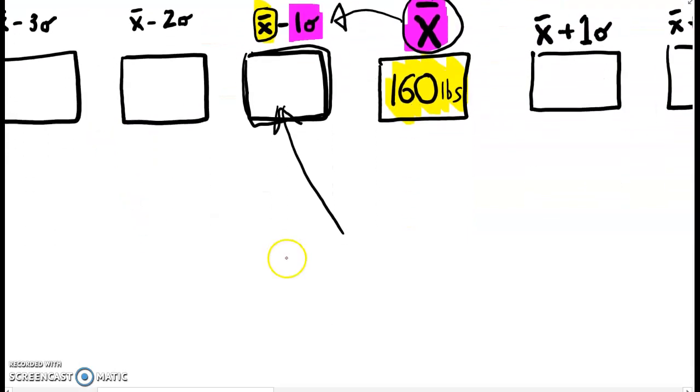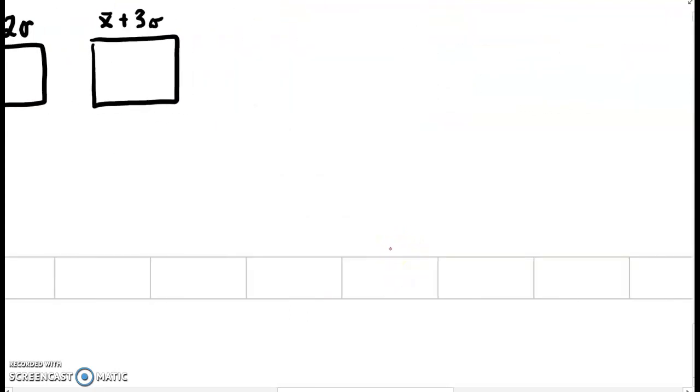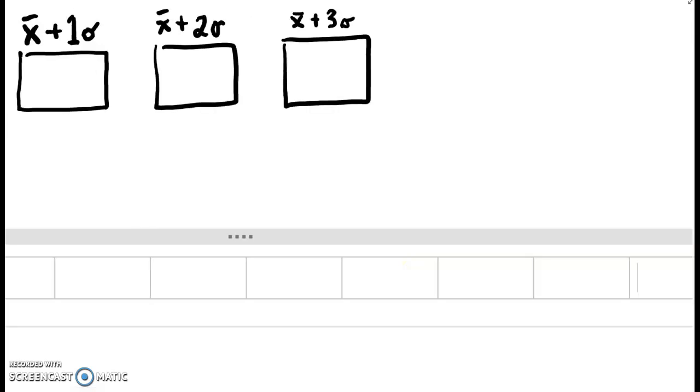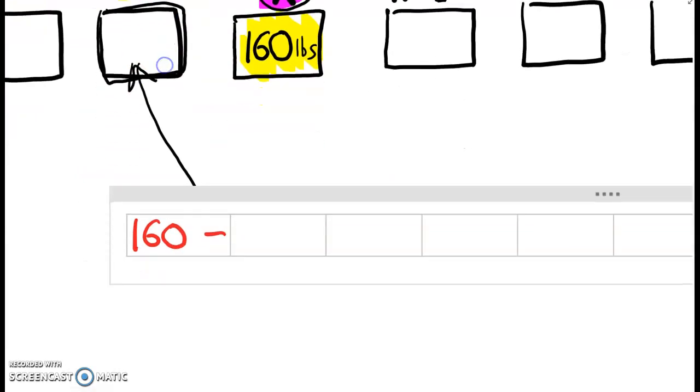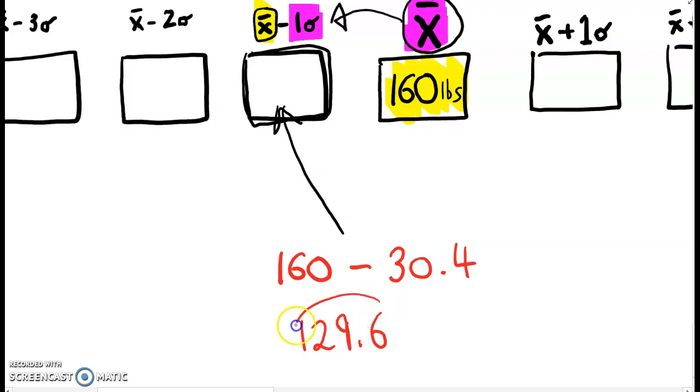So in simple terms, that's 160, the mean, take away, oh God, what's after happening there? No idea. Go back. I don't know why that has happened. I think that's fixed it. The mean minus 1 standard deviation, so minus 30.4. That would leave 129.6. That's what goes in here.